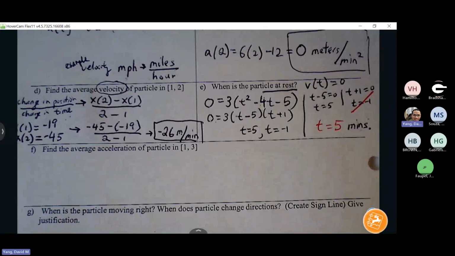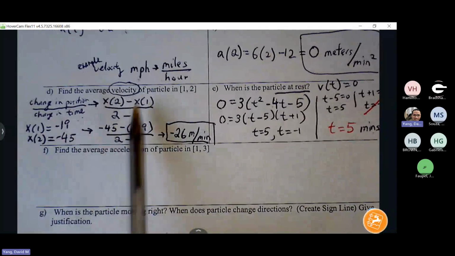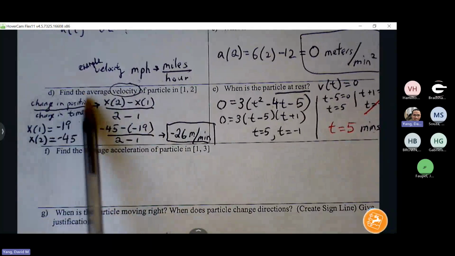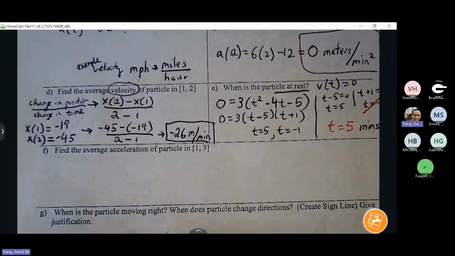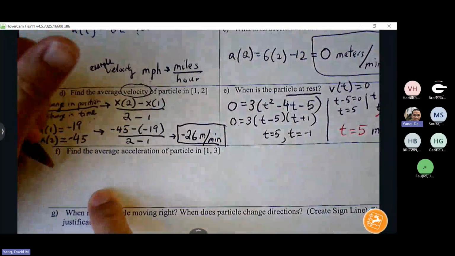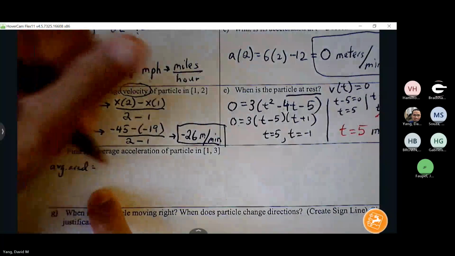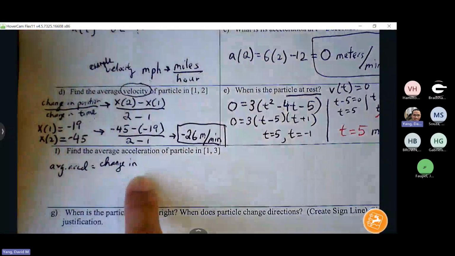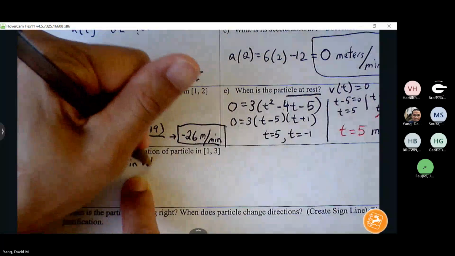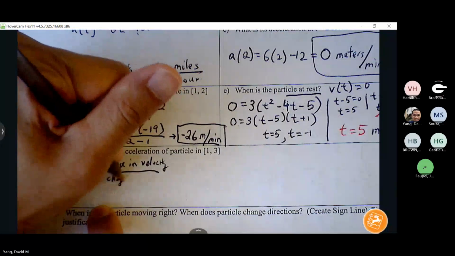Okay, part F, find the average acceleration of the particle from 1 to 3. So let's look at average velocity and look at how we define average velocity. We can take that and adapt it for average acceleration. What do you think the definition for average acceleration is? Change in velocity over the change in time.